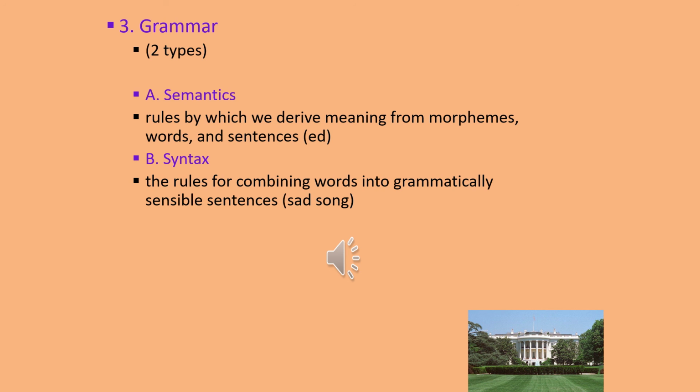Syntax: these are rules for combining words into sentences and creating meaning out of sentences. For example, in the English language, we put adjectives before a noun. We say happy camper, sad song, White House. In other languages, like Spanish, they put the noun before the adjective. Instead of saying White House, they say Casa Blanca.